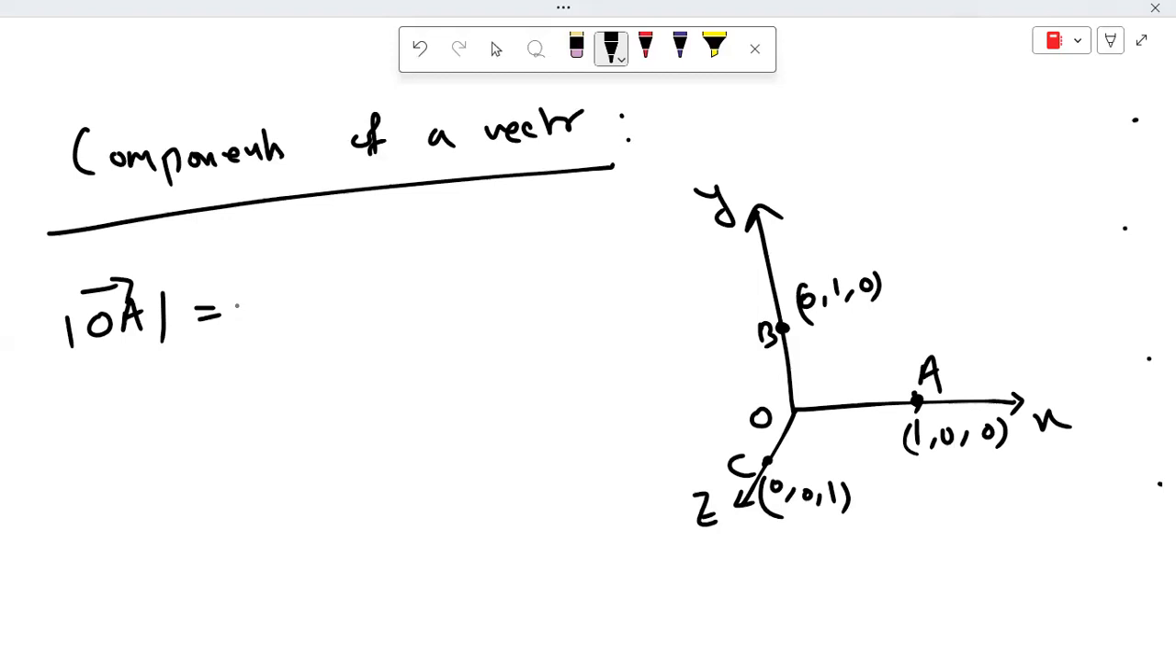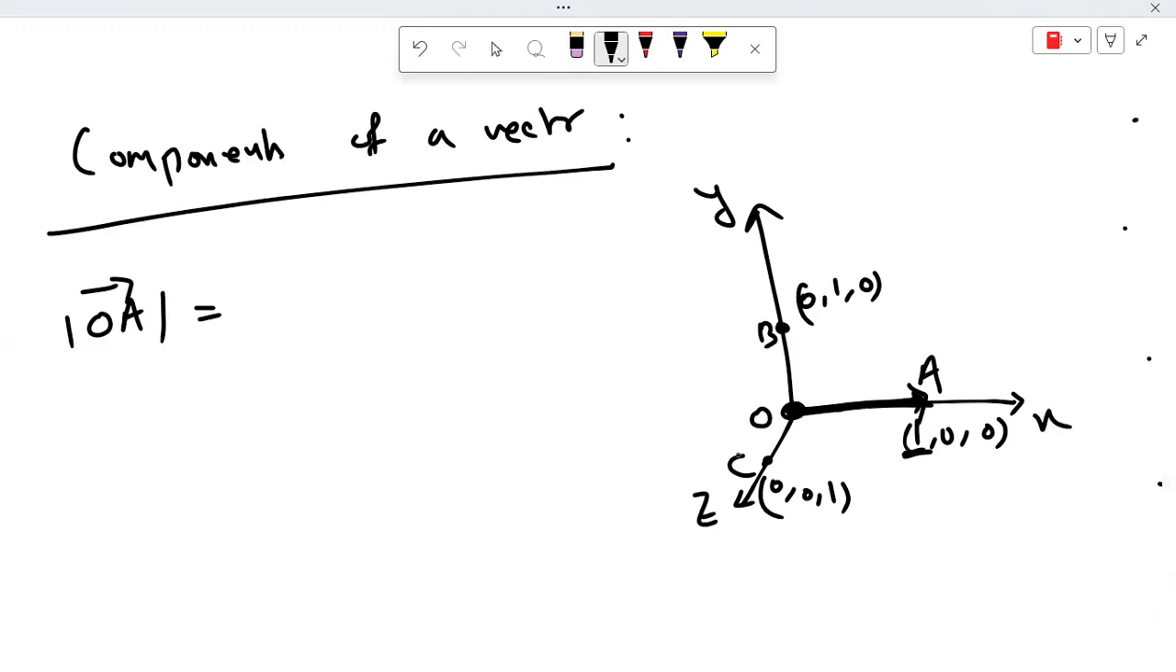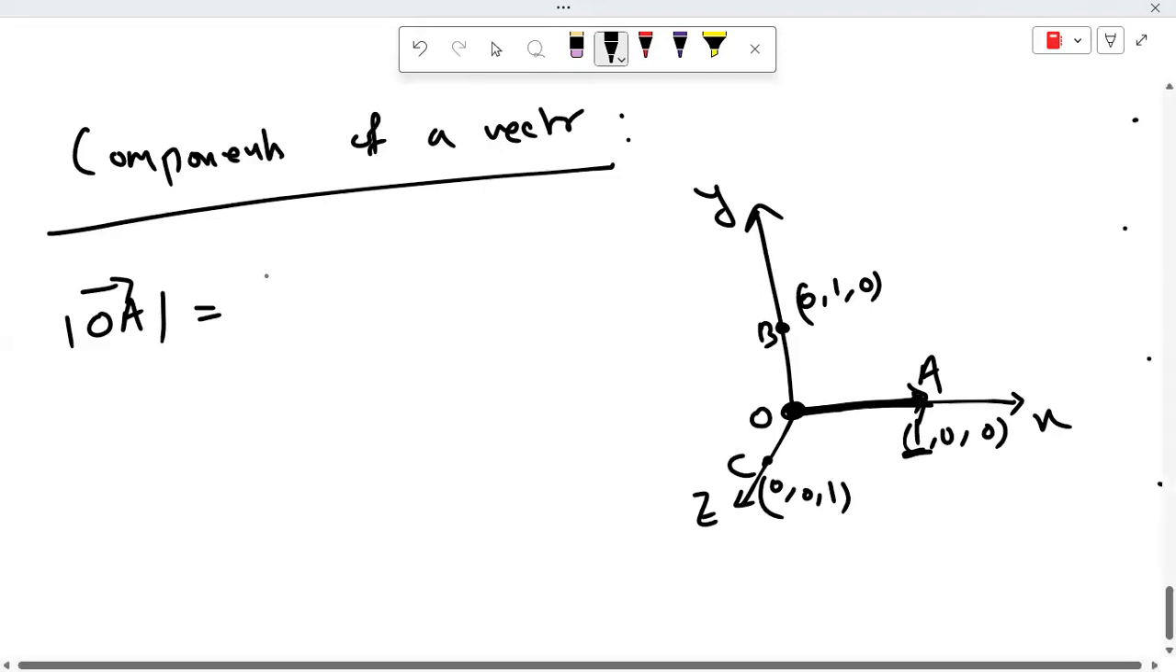Okay, the location of A is 1 comma 0 comma 0. So if you walk from O to A, how much distance will you move? Will it be I cap? Yes, this distance is 1, right? Magnitude is 1. If you start from O, walk towards A, how much will you move? 1 unit. Yes, to A it will be 1. And this OA vector is known as I cap.